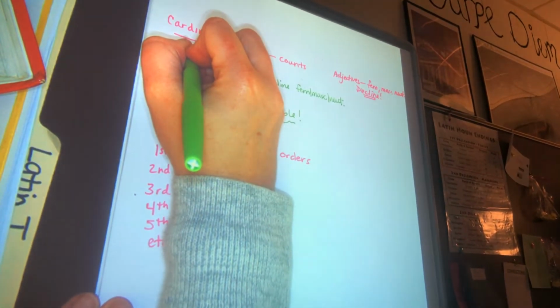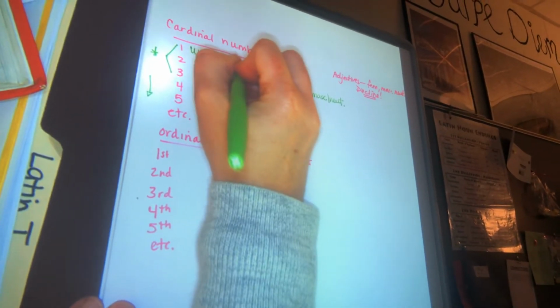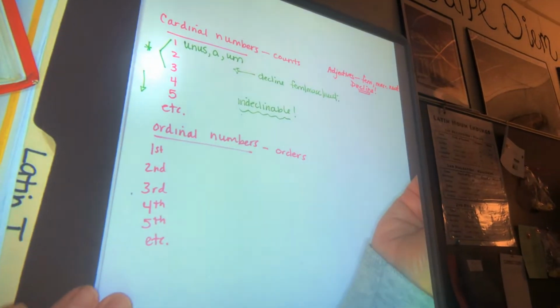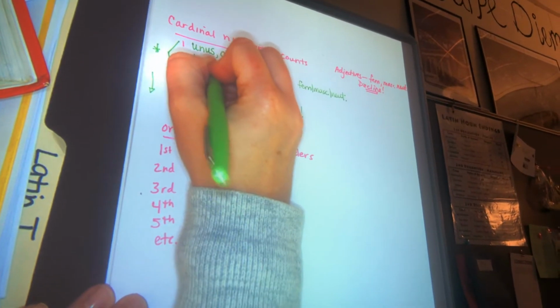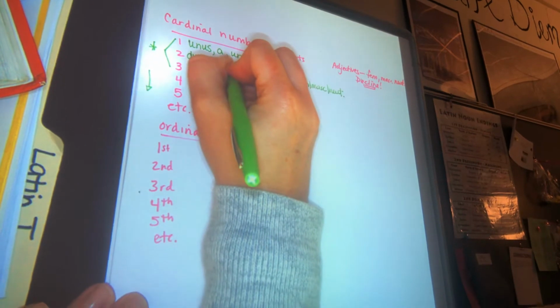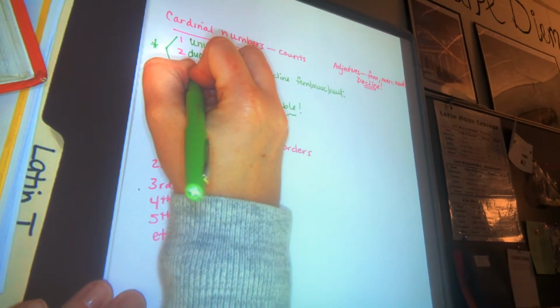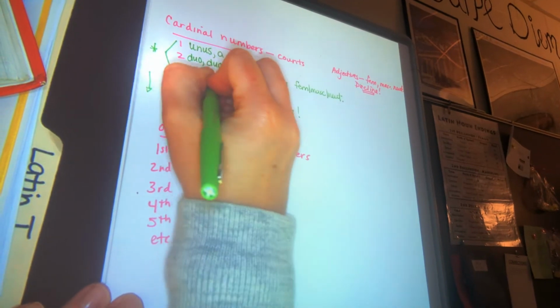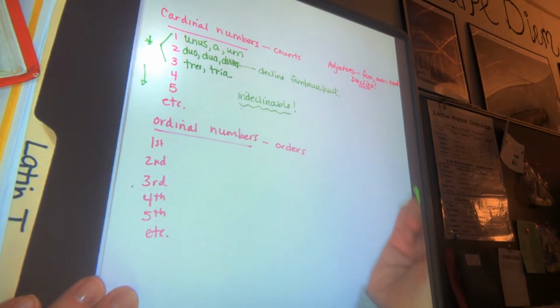1: unus, una, unum. 2: duo, duae, duo. 3: tres, tria. Now look.